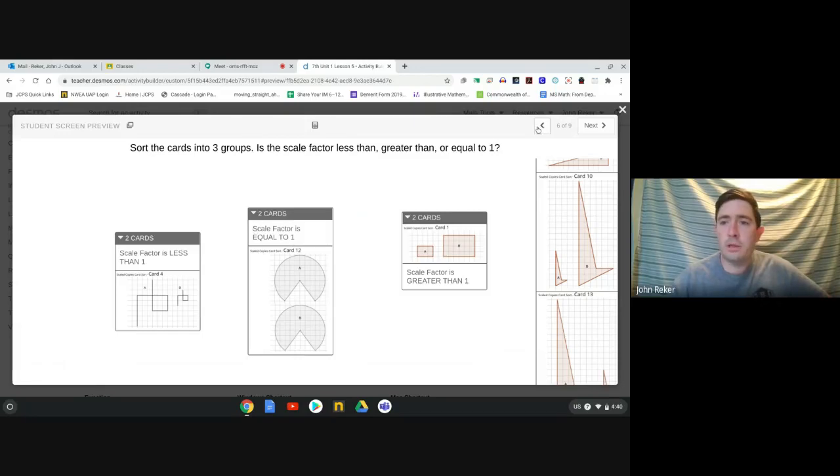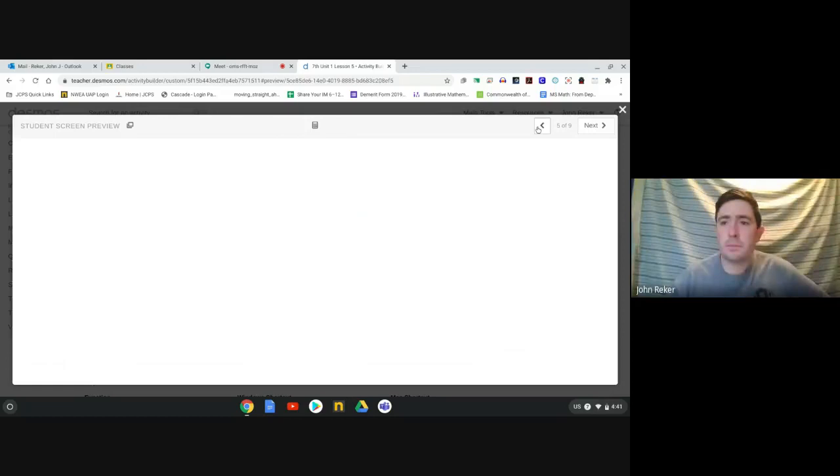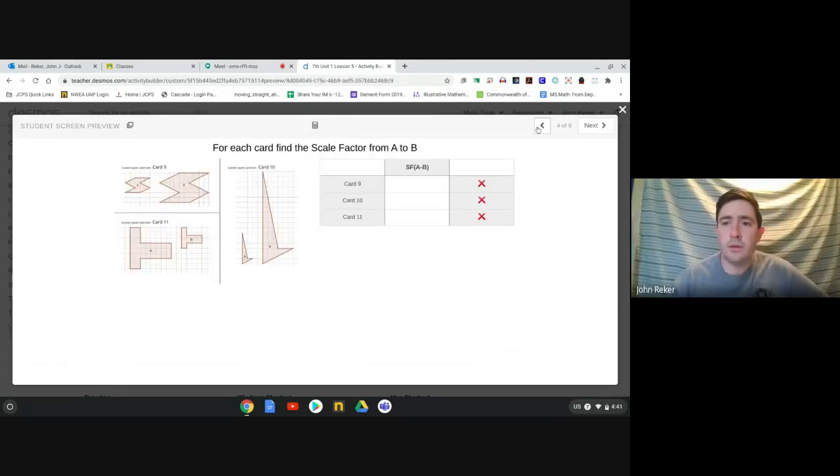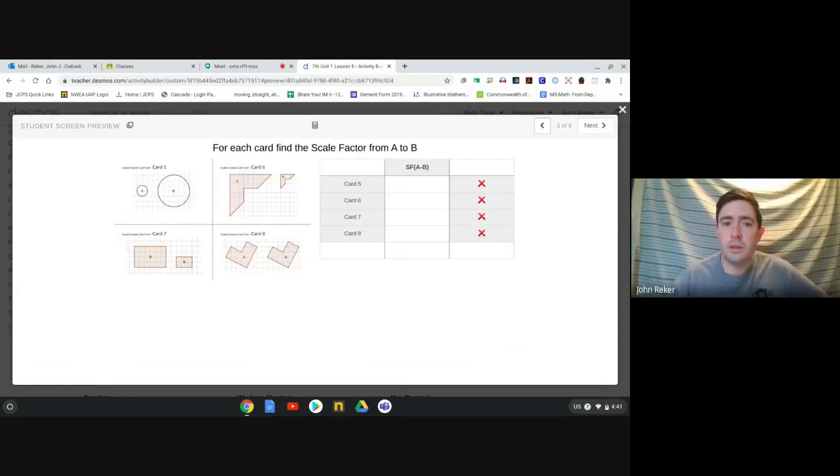Now I'm going to go back to a separate screen here, and we're going to show you how to find those again. All right, this one looks good. So I'm going to find the scale factors for each of these, and if I'm correct, it's going to give me a check. All right, card 5. Now, a circle has what's called the diameter. Diameter is a line that goes straight through the center all the way across to either side. So if I say, okay, this one is 1, 2 across. Now, obviously, it's going to grow. If A is your copy, that means your scale factor is going to be greater than 1.